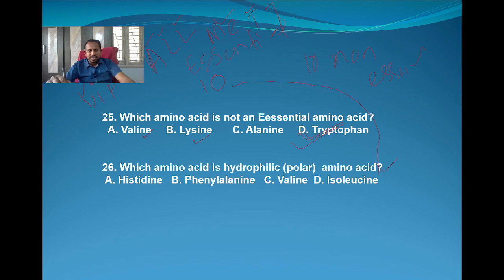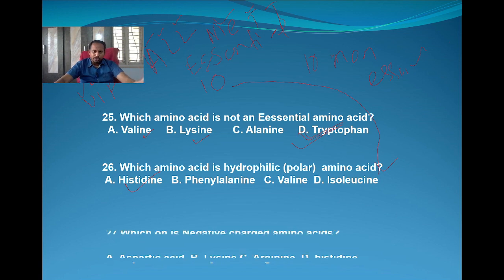Another question: which amino acid is hydrophilic or polar? To know the hydrophilic and polar amino acid, we have to remember the structure of the amino acids. Hydrophilic means a polar group should be there in the amino acid. Among histidine, phenylalanine, valine with an isopropyl group, and isoleucine, which also has an isopropyl group, histidine has an imidazole ring with NH polar groups, so histidine is the answer. So you have to remember the structures to answer this type of question.